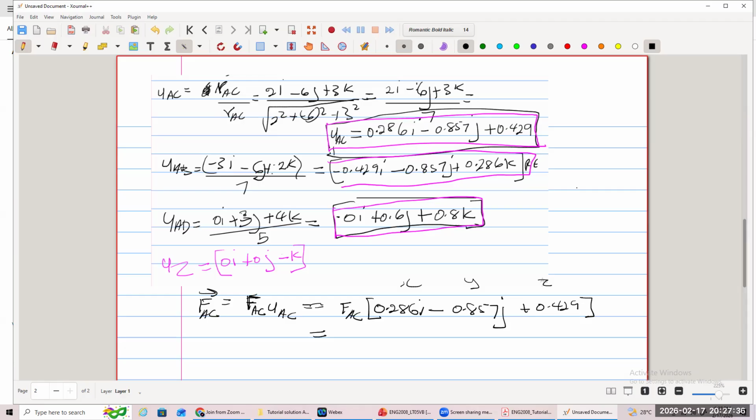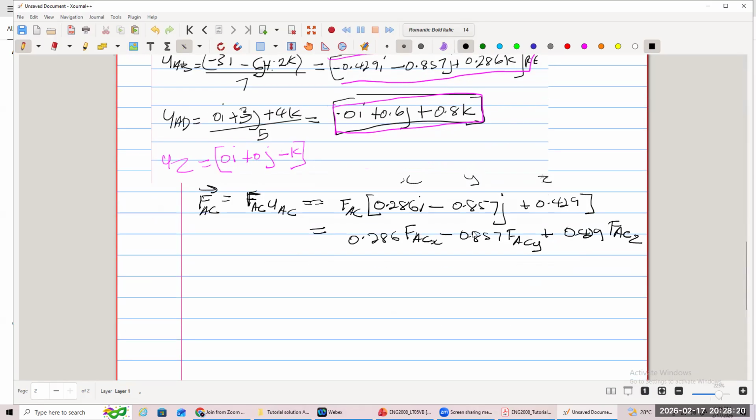So we could write this as 0.286 F_AC for X, minus 0.857 F_AC for Y, plus 0.429 F_AC for Z. You realize that? Agree with that? You don't know where I'm going, but I'm writing those. So that's the first line.